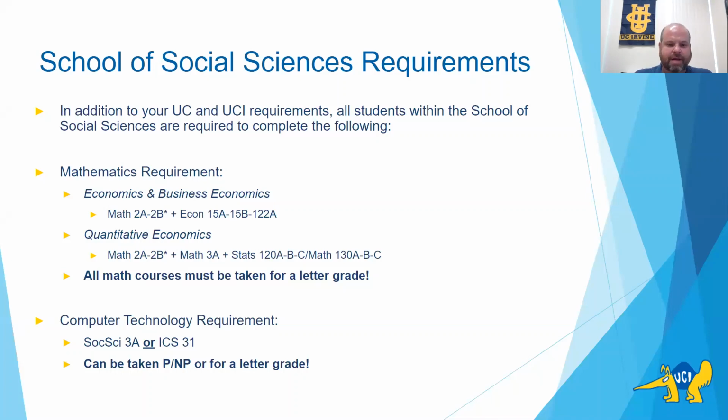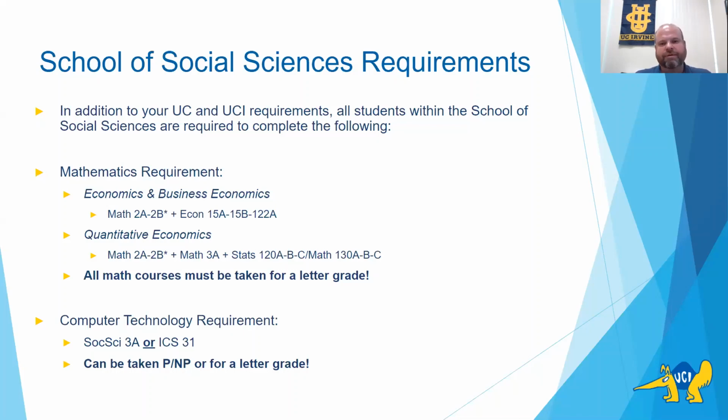For quantitative economics, again, it's Math 2A and 2B, plus there's an additional linear algebra class, which is called Math 3A. And then there's an upper division statistics sequence as well. Instead of 15A and 15B, you'd be taking either Stats 120A, B, and C, or Math 130A, B, and C to meet those requirements. And again, just to reiterate, all the math courses do have to be completed for a letter grade option.